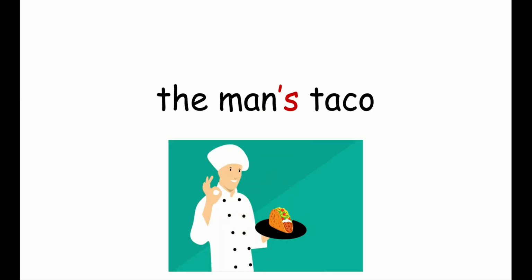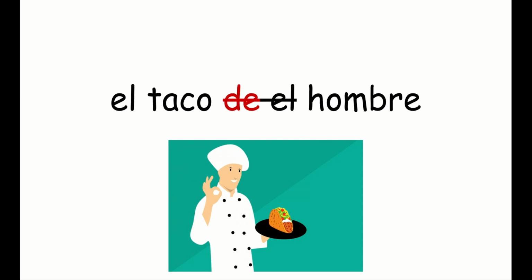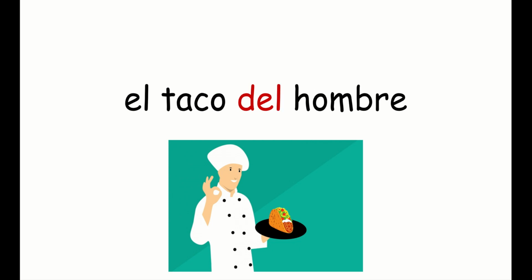Here's another example. The man's taco. How would you rewrite this using the word of? If you said the taco of the man, then you are correct. Now, how would you put this into Spanish? If you said el taco de el hombre, you would actually be wrong, but you're one step closer because you can't have de and el next to each other. So if you said el taco del hombre, then you are correct.